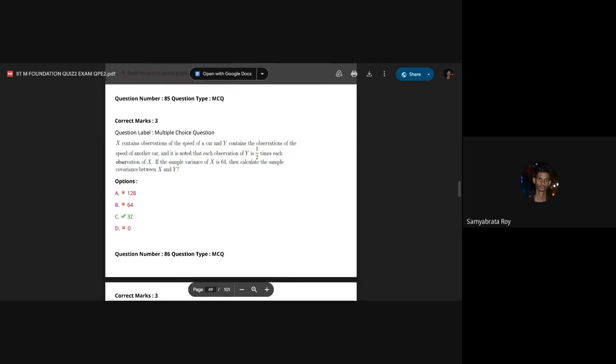Let us do this. X contains observation of the speed of a car. Y contains observation of the speed of another car. It is noted each observation of y is half of each observation of x. If sample variance of x is 64, calculate the sample covariance between x and y. This was the part which I didn't cover in the theory, but would any one of you like to solve?